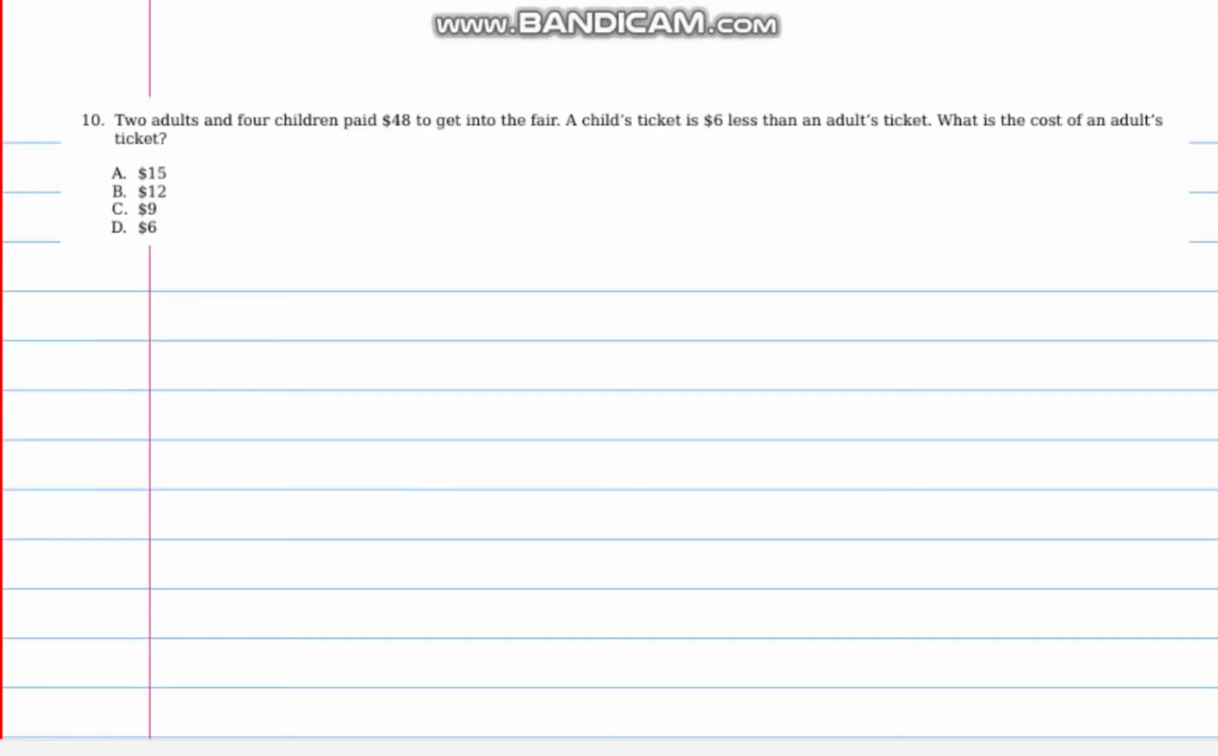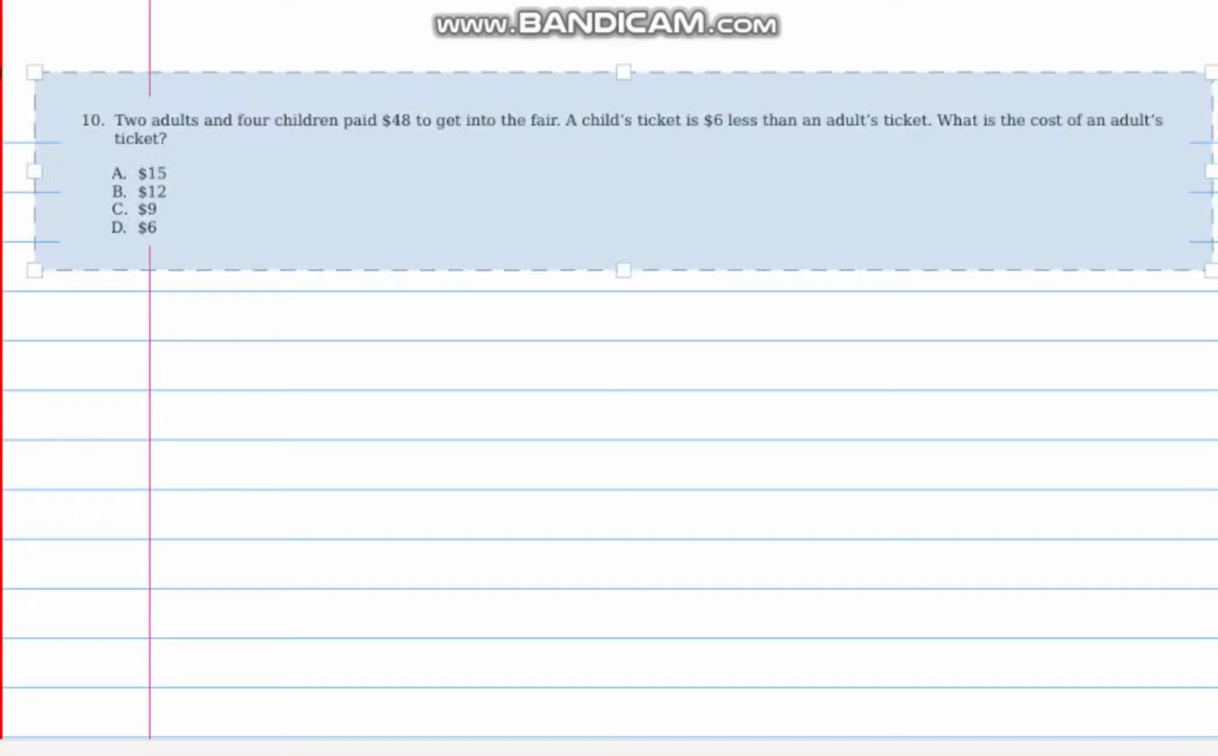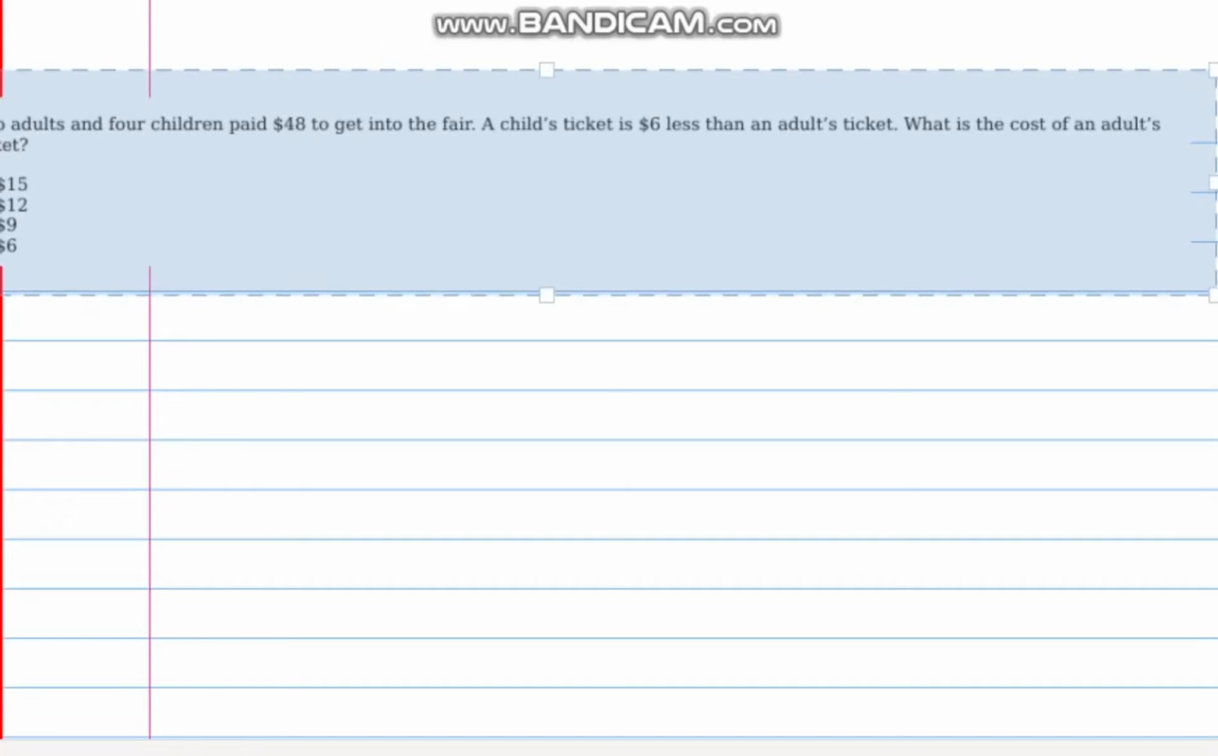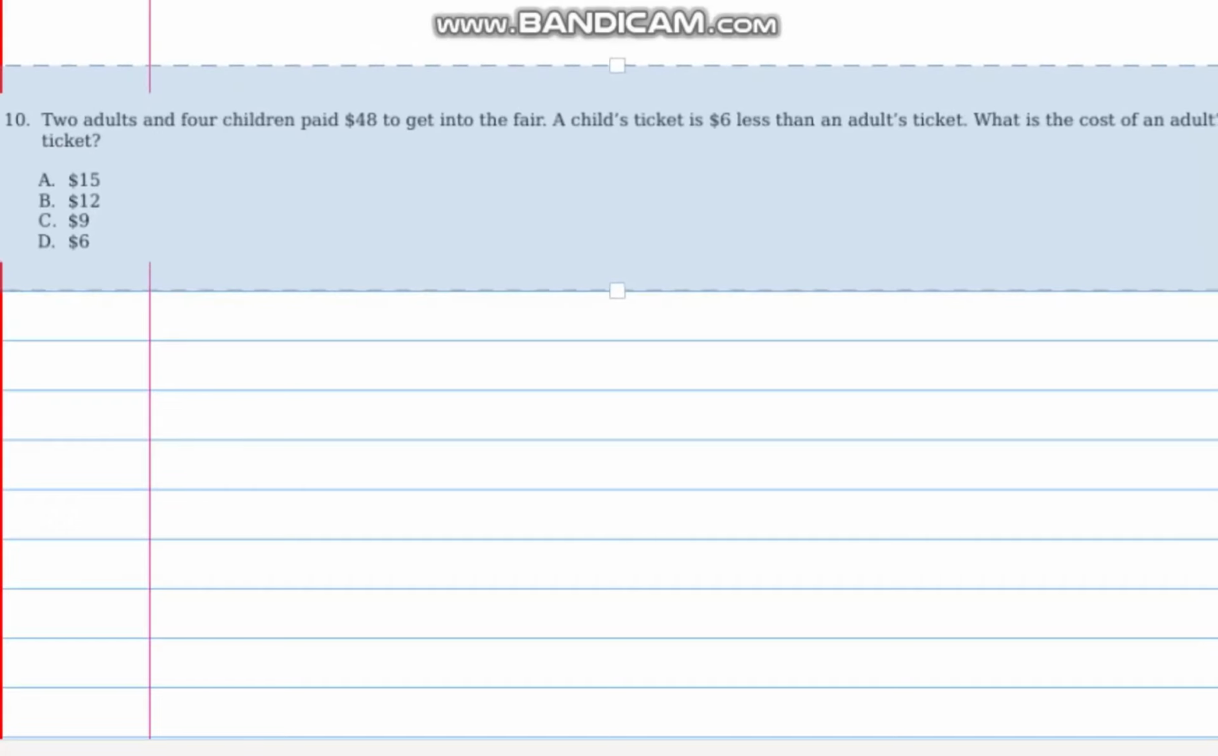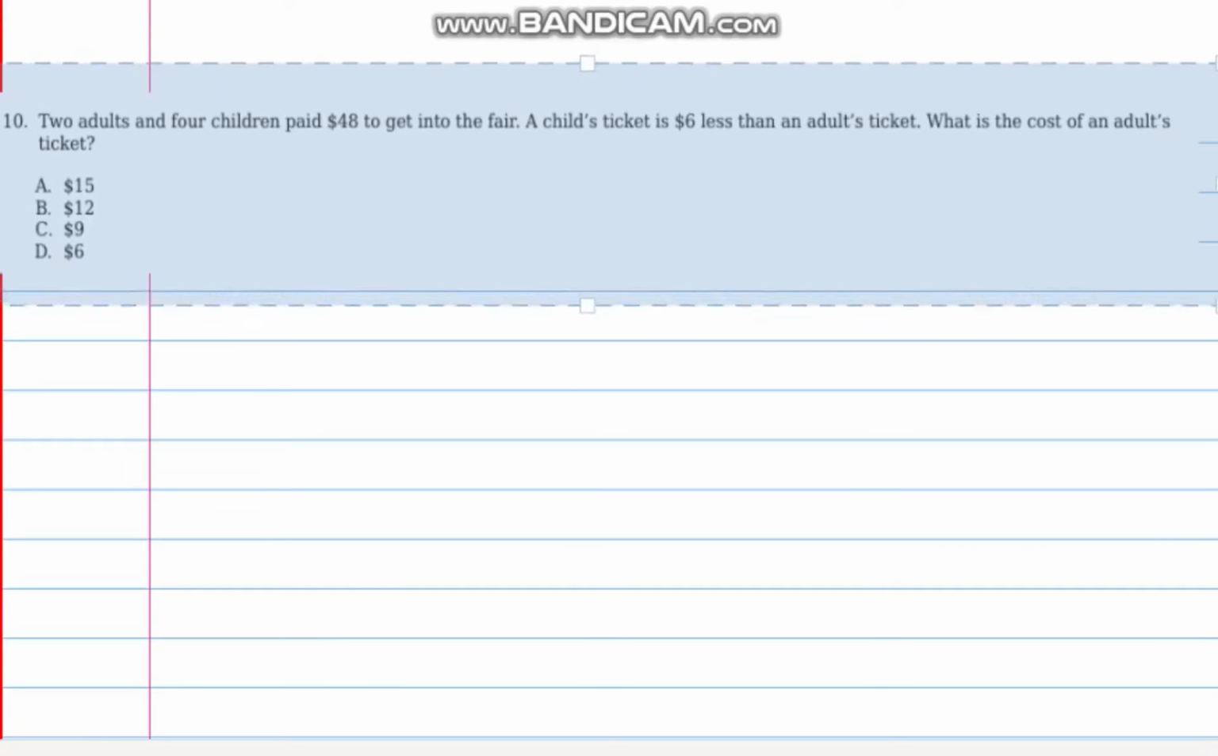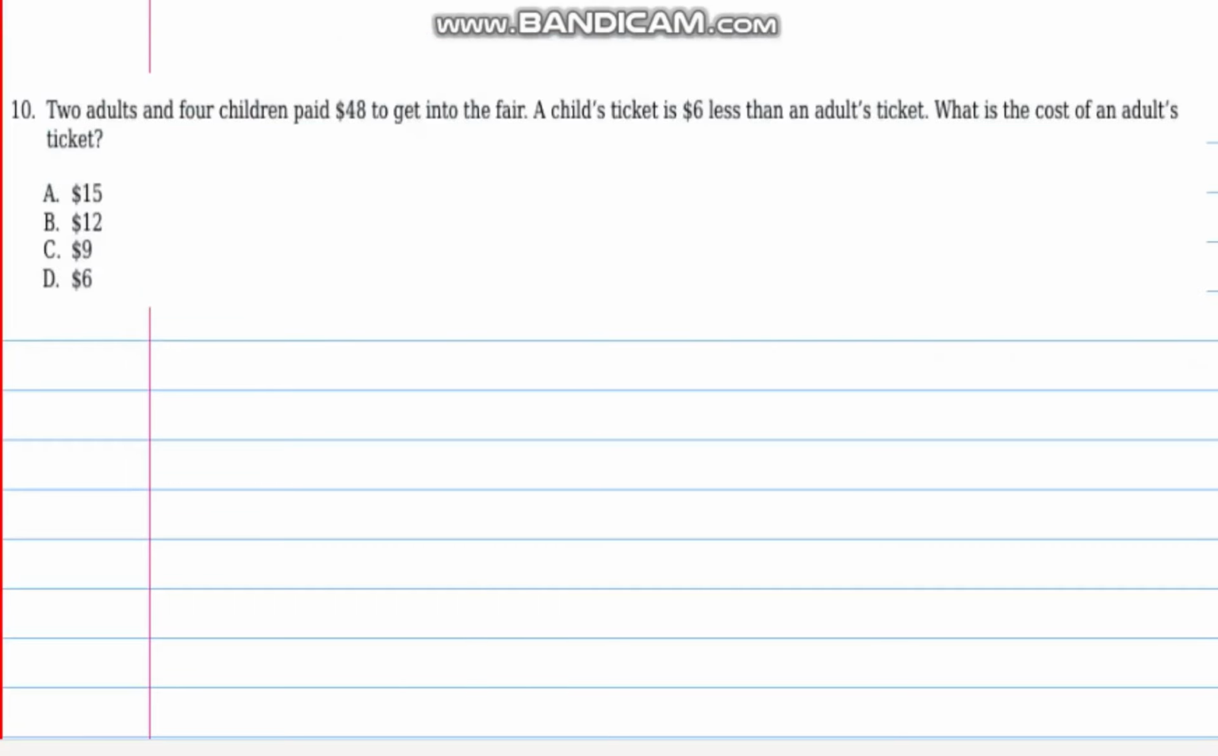The question is: two adults and four children. Let me make the question bigger for you, and then you will understand better. Two adults and four children paid $48 to get into the fair. How many adults are there? Two A's. And four children, four C's. They paid $48 in total to get into the fair.